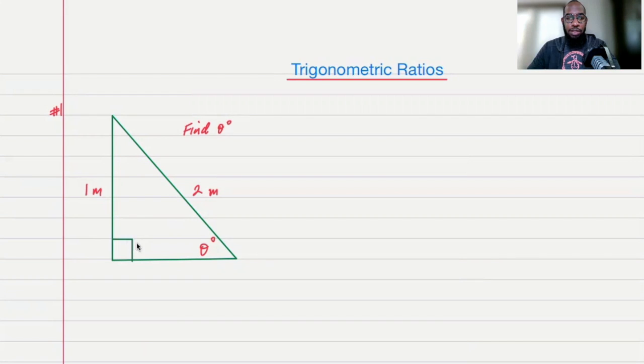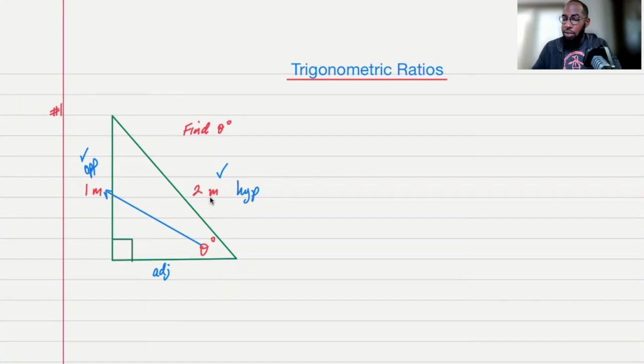So where the 90 degrees is pointing to, this is the hypotenuse. All right, locate the acute angle. Where that is pointing to, this side here is opposite and the other side is adjacent. So we take the sides that we have: hypotenuse and opposite.